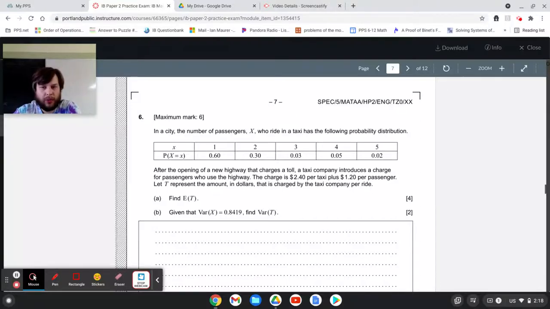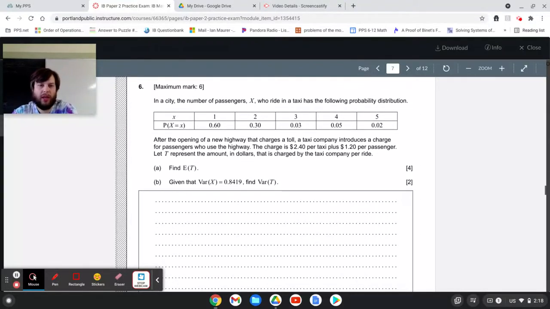Okay, here's problem 6, which was another one people asked about, where we have the number of passengers riding in a taxi and a certain probability distribution. Then we get this new charge, $2.40 per taxi plus $1.20 per passenger. And so now we're representing the amount in dollars that is charged by the taxi company per ride. So find E of t.